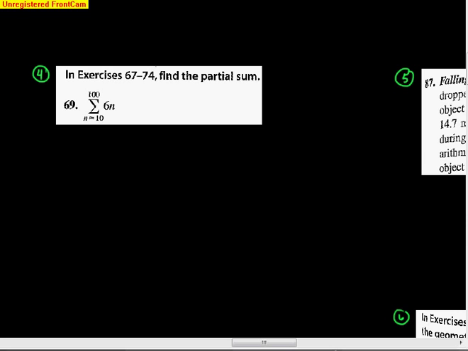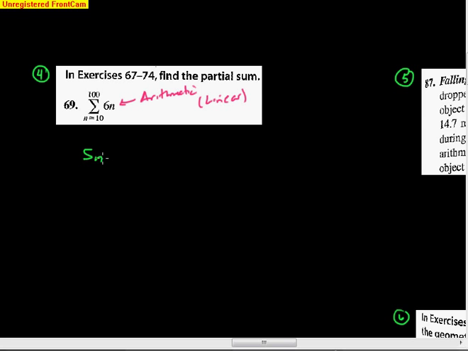Find the partial sum. Okay, and when you see this 6n, you need to understand that that is arithmetic. Right? That is of the form dn plus c, 6n plus 0. So it's arithmetic. There's no exponents. This is linear. Right? Arithmetic means linear. Remember that idea. Okay.